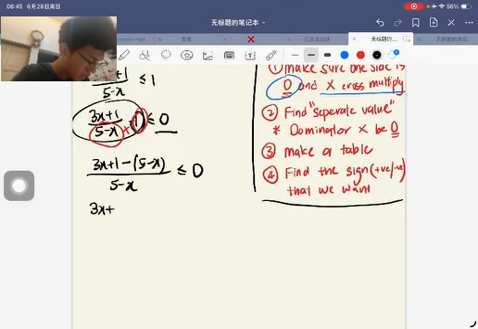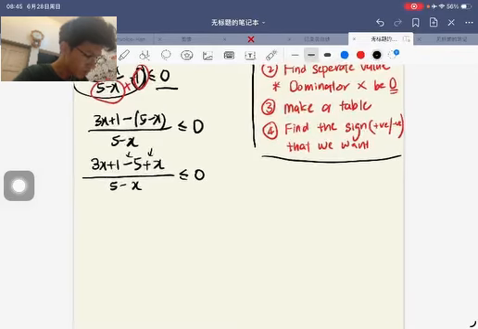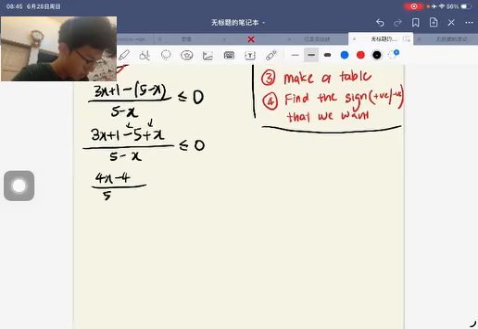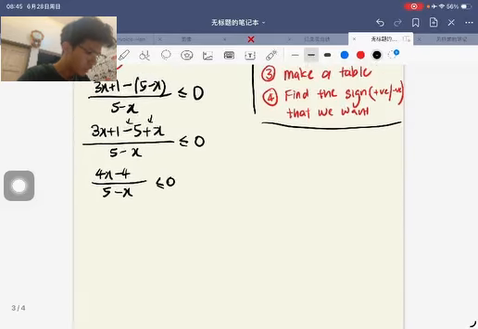3x plus 1 minus 5 plus x. Be careful with the positive and negative signs. Over 5 minus x is less than or equal to 0. Okay, so now I rewrite the equation. 3x plus x is equal to 4x. 1 minus 5 equal to minus 4. So 4x minus 4 over 5 minus x is less than or equal to 0. Now you already get this.